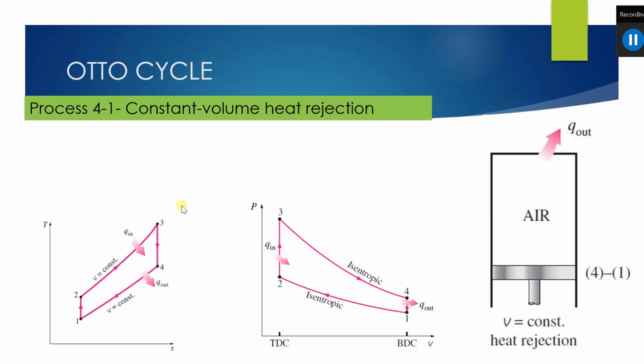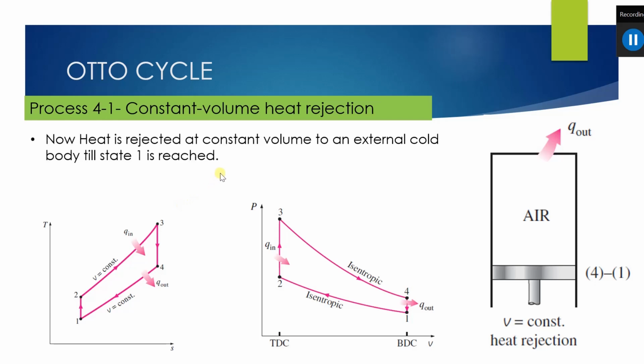And the last process is the constant volume heat rejection process. Process 4 to 1 is the constant volume heat rejection process. In this process, the heat is rejected at constant volume to an external cold body until state 1 is reached.